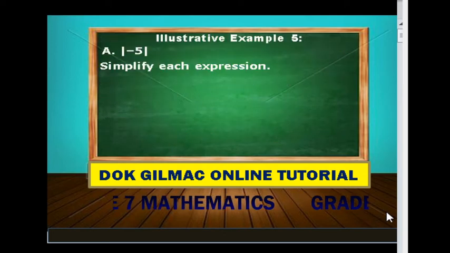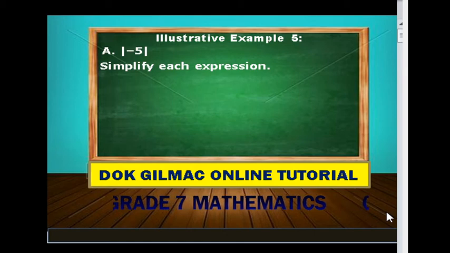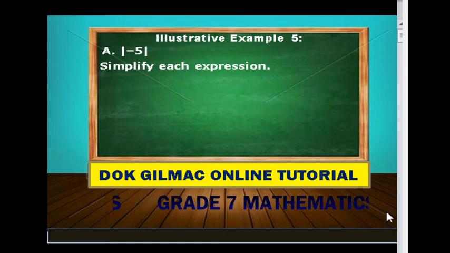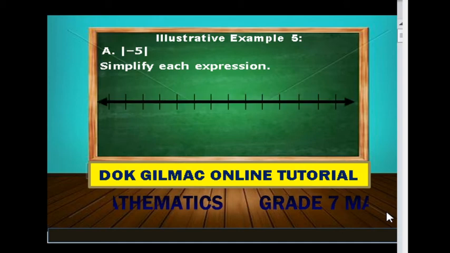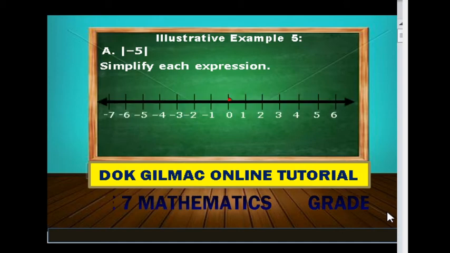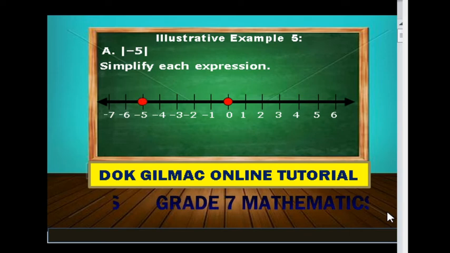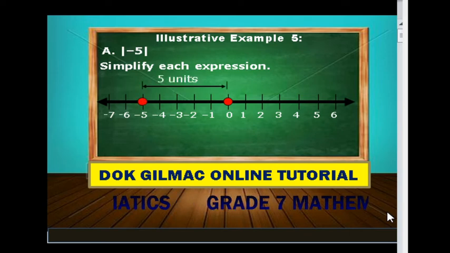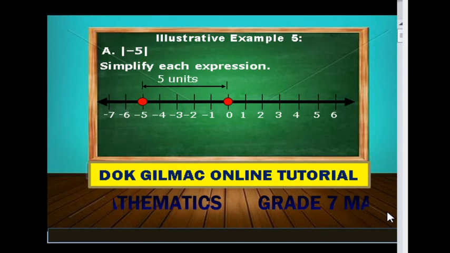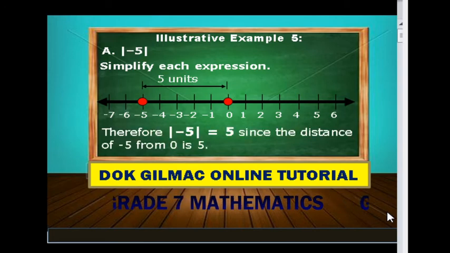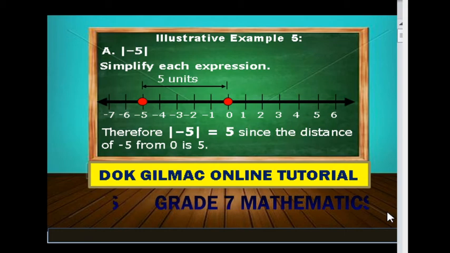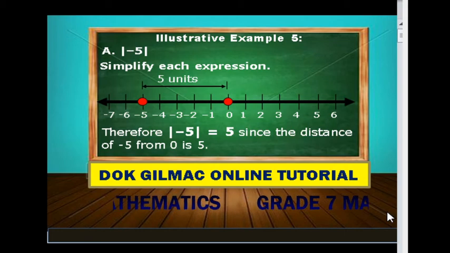Let's have an illustrative example 5. Absolute value of negative 5. Simplify the expression. Okay, let's plot negative 5 and 0. As you can see here, the distance of negative 5 from 0 is 5 units. So therefore, the absolute value of negative 5 is 5, since the distance of negative 5 from 0 is 5.